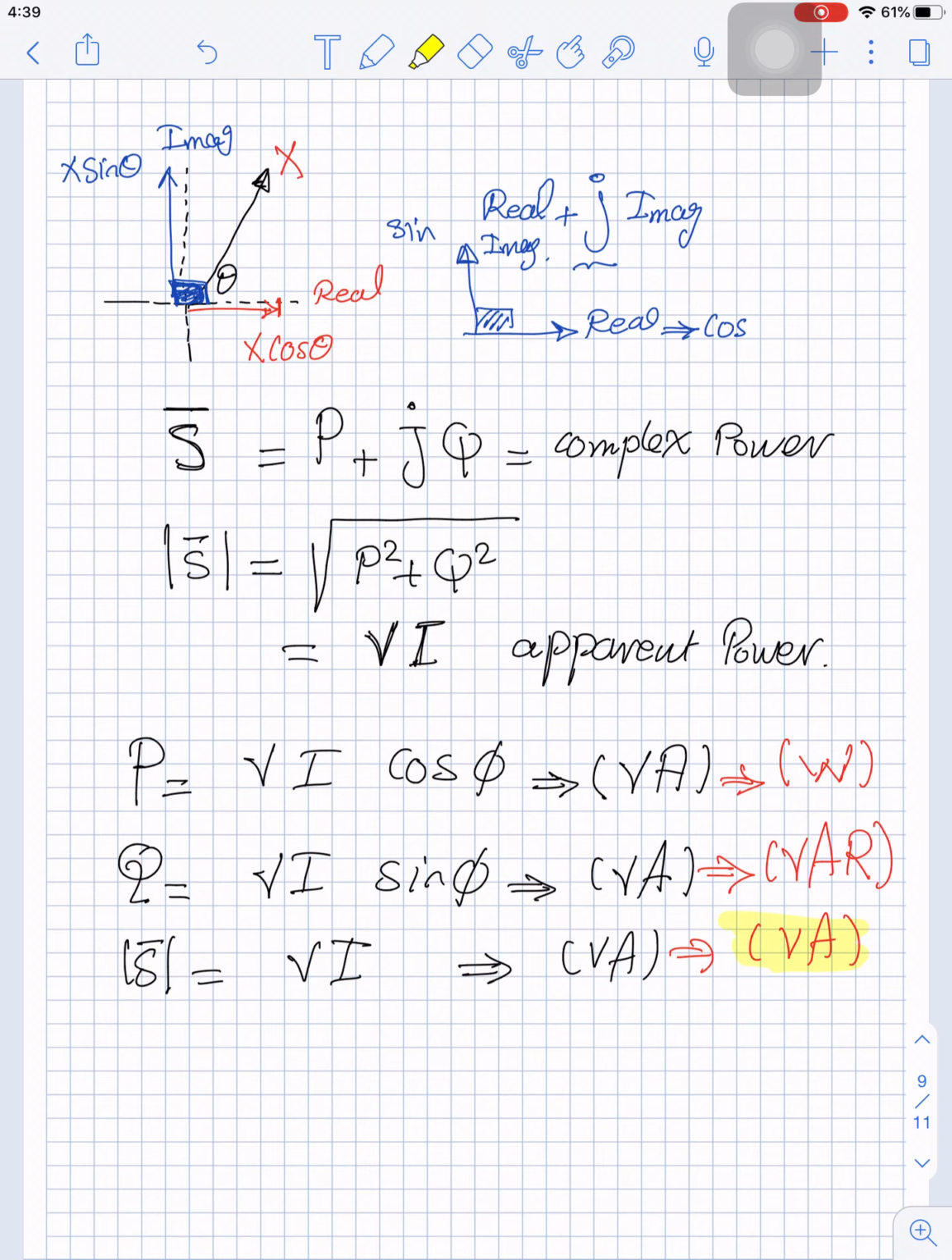So I hope you understand up to this point the meaning of the different components of the power. What is active, what is reactive, and what is apparent.